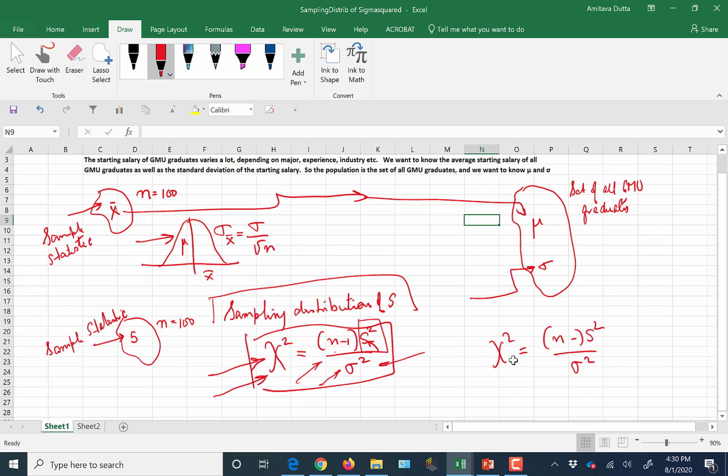distribution. And the Excel built-in functions are chi dist and chi inverse. And in subsequent tutorials, you will see how exactly to use those functions in order to make inferences about the population standard deviation or the population variance.